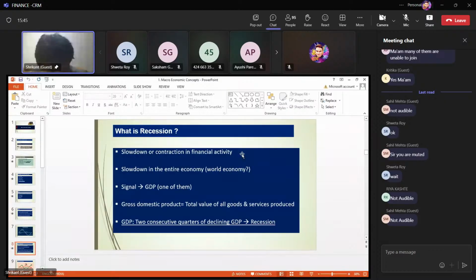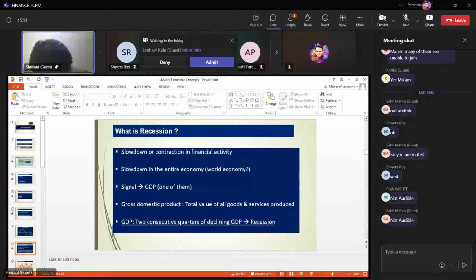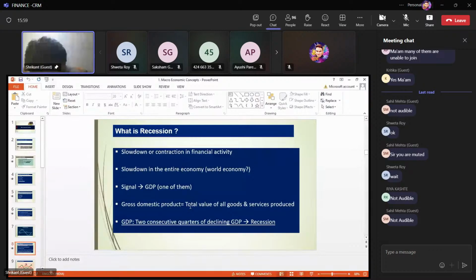So what is a signal for a recession? Generally, the third point there says GDP, but there's only one of them. GDP is your gross domestic product, and when you look at it, you normally see that the GDP is going down. That is a sign that we are going into recession. What exactly is gross domestic product? It is the total value of goods and services. Now, if you don't have people in employment, there are a lot of people not working, there are not enough goods being produced, and hence the measure calculates a lower gross domestic product.